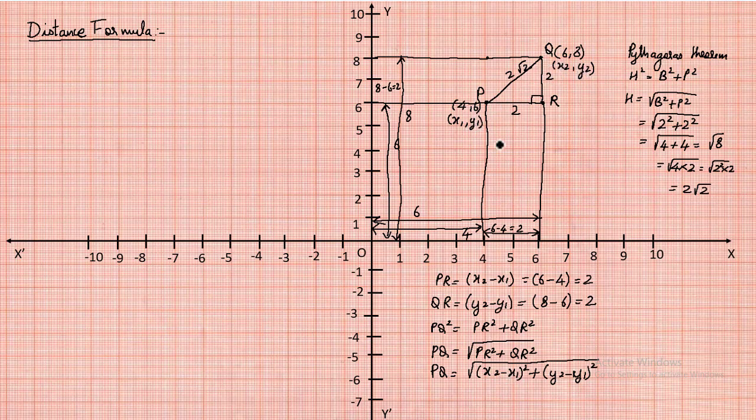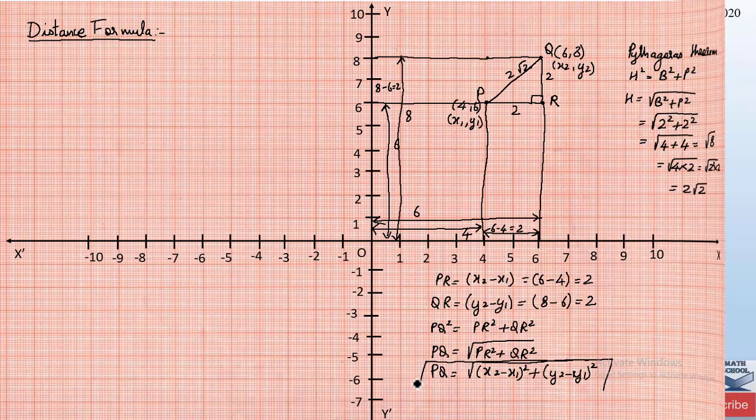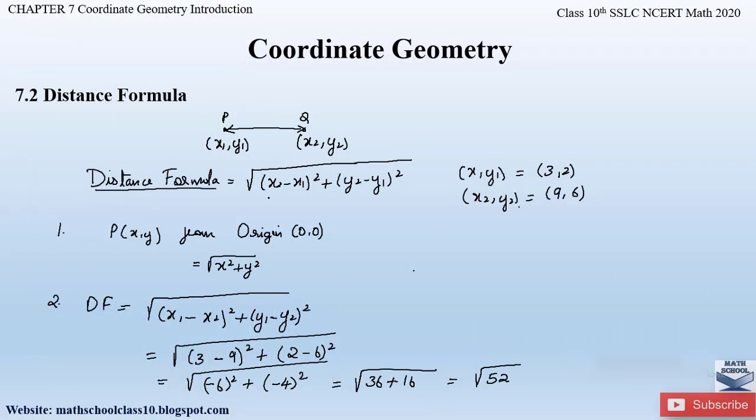So using those two coordinates, we can find out the distance between any two points accordingly, right? So this forms the distance formula. So this is our distance formula, that is square root of x2 minus x1 the whole square plus y2 minus y1 the whole square, which is very important to solve the problems from exercise 7.1.